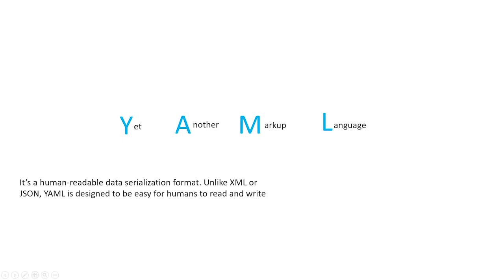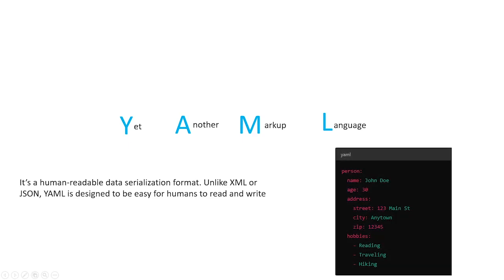Let's check out one example of YAML. So on the right hand side, you can see a YAML code has been written. So you can see that it is so much cleaner, right? In comparison to XML or JSON, it is much cleaner and shorter, and anyone can read it easily.